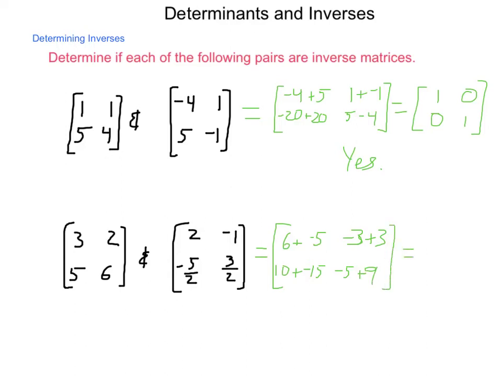Adding the pieces together, we come up with 1, 0, negative 5, 4. Since this does not result in a product of an identity matrix, it is not an inverse. These are not inverses of each other, so no.